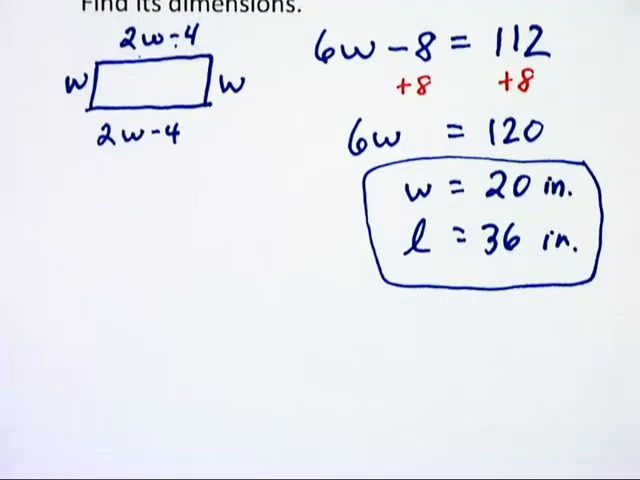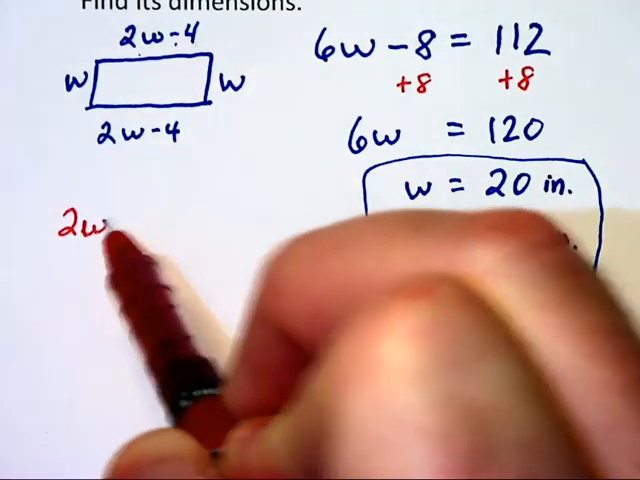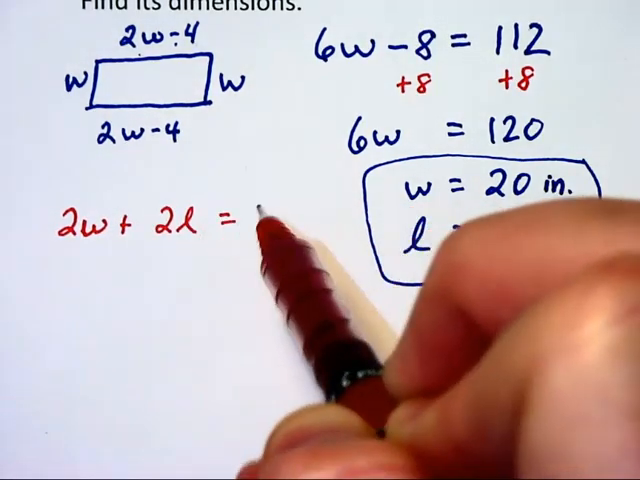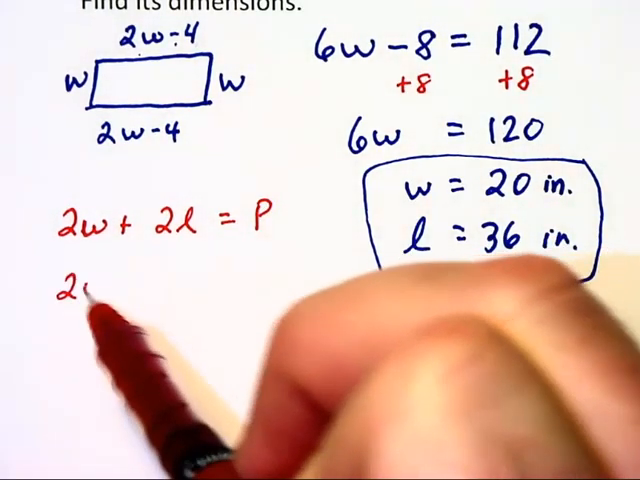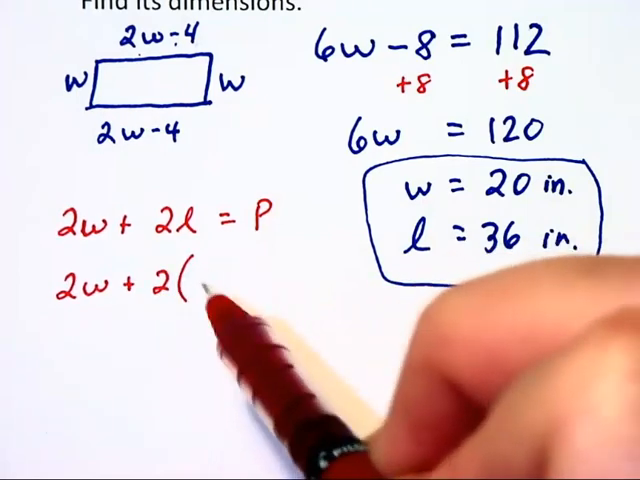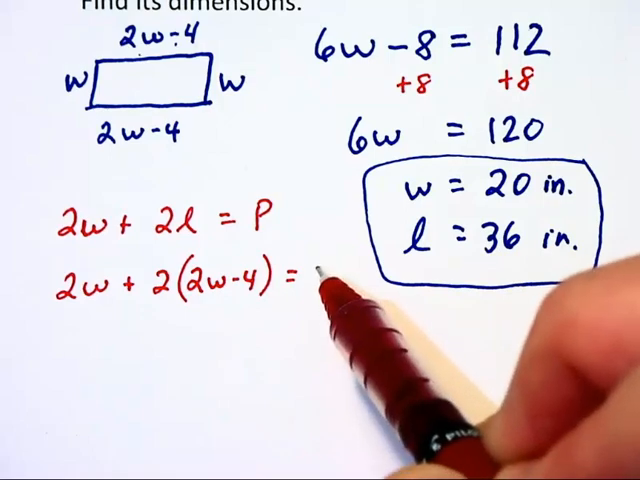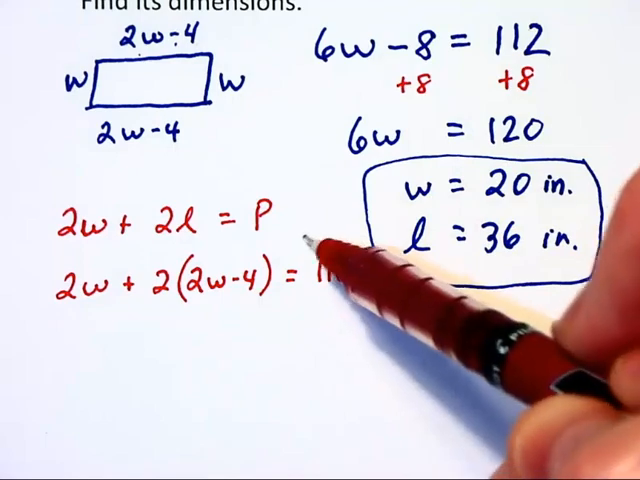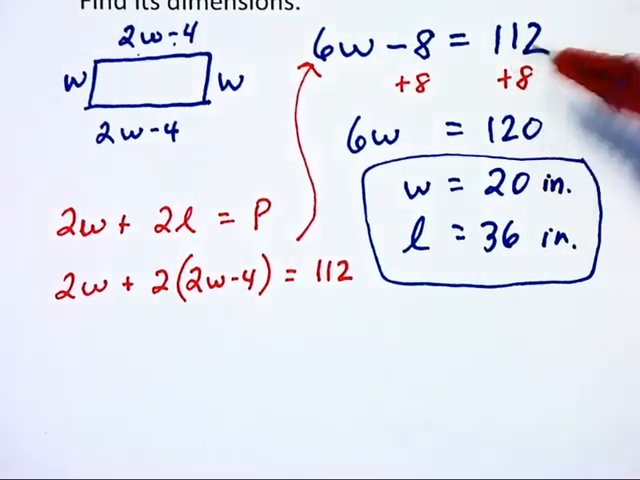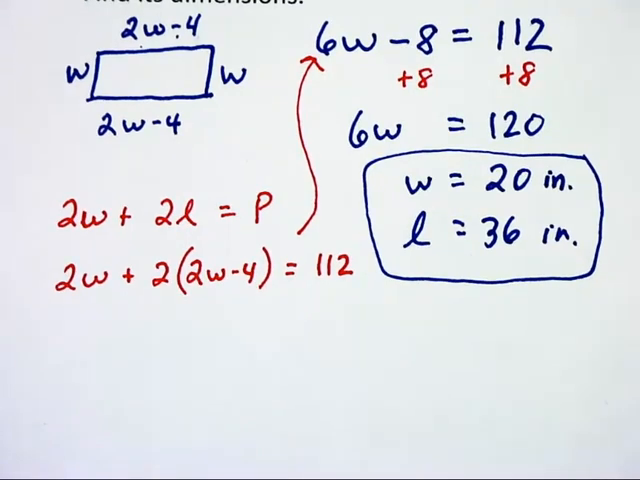Other people may say, I know my perimeter formula is 2 widths plus 2 lengths adds up to my perimeter. And I can say 2 of my w's plus 2 of my lengths, which are 2w minus 4's, add up to the perimeter, which is 112. And if you go that approach and combine like terms and clean it up, you basically end up with what I have here in blue, which is the way I did it from looking at the picture. So it's kind of your call on how you want to approach this problem.